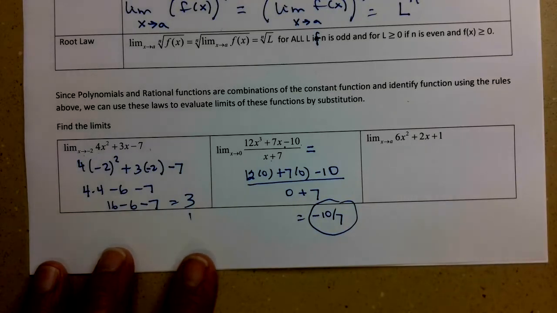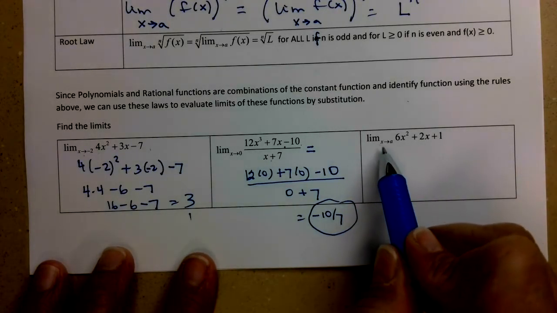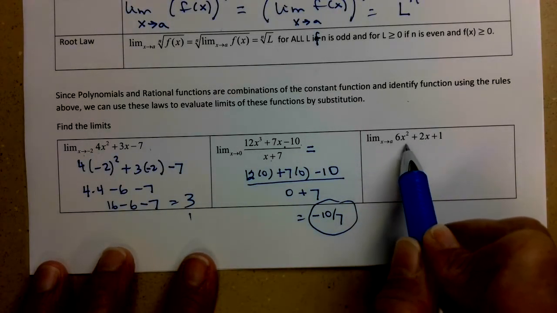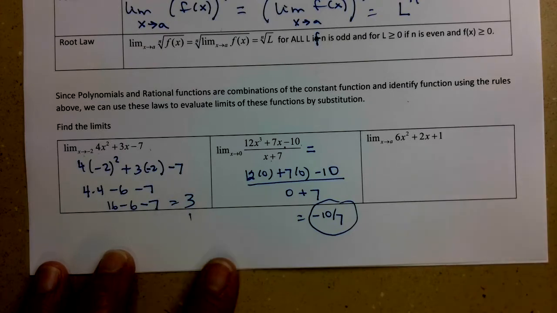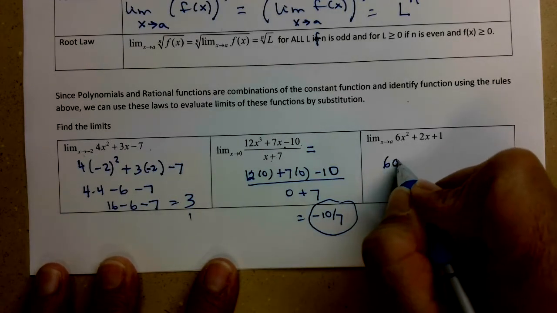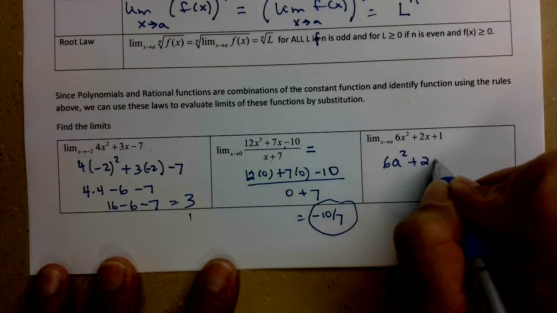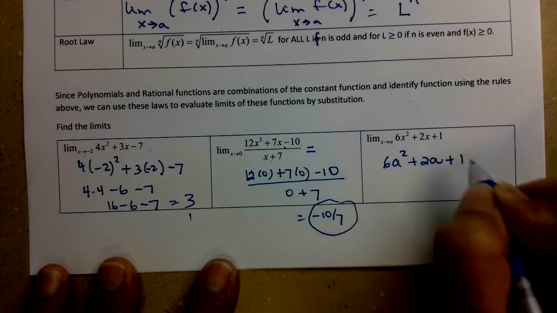Okay. And then finally, what's the limit as x approaches a of 6x squared plus 2x plus 1? What do you suppose we're going to do? Exactly. We're just going to plug in a. So this is equal to 6a squared plus 2a plus 1.